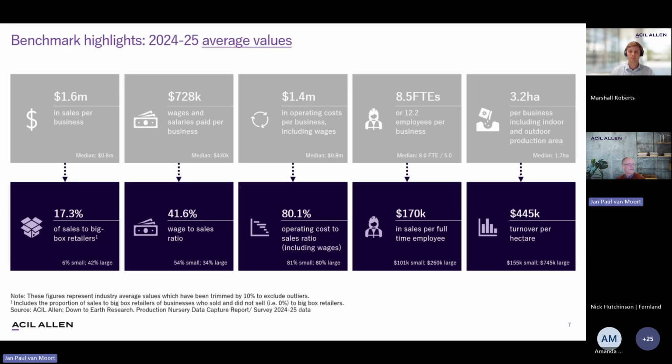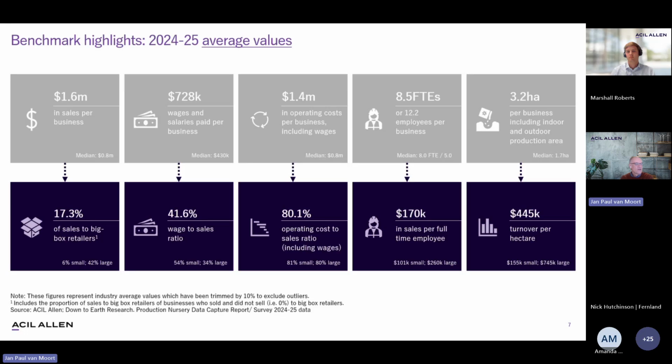The wages to salary ratio is 41%, which is quite competitive. It's much smaller with the large ones who make more use of technology and higher in the small ones. An operating cost to sales ratio gives you a rough gross margin of about 20%. In other words, 80.1% is spent on operating costs. That's not too different across the different size businesses.